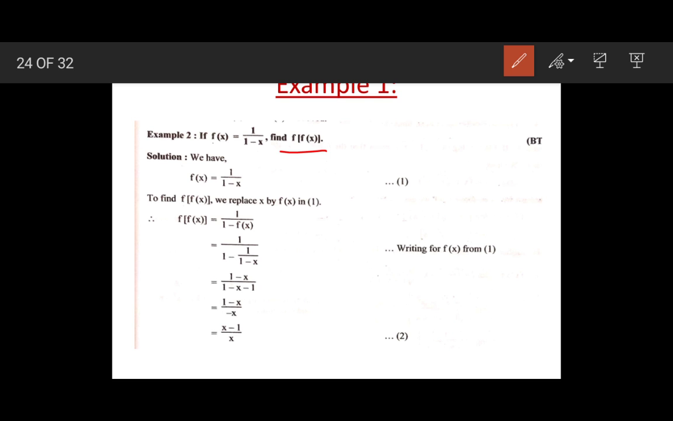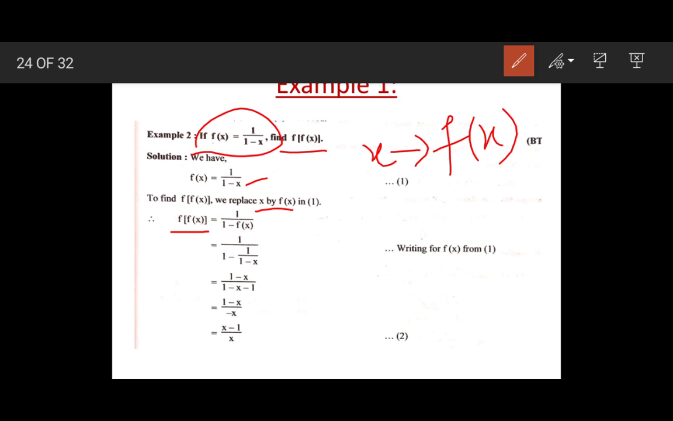So now we know that f of x is 1 upon 1 minus x. Okay, so f of f of x means in place of x I have to write f of x. Okay, so in this equation x can be written as f of x. So f of f of x will be 1 upon 1 minus f of x. But we know that f of x is 1 upon 1 minus x, and that's why we substitute the f of x value, and f of x value is 1 upon 1 minus x.